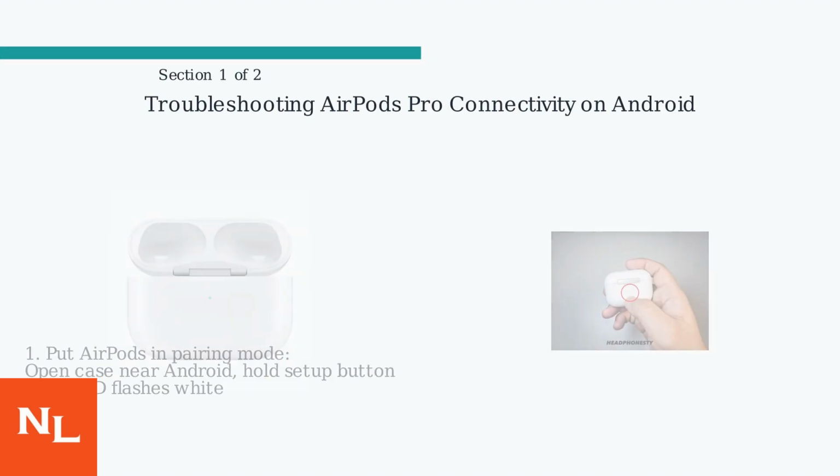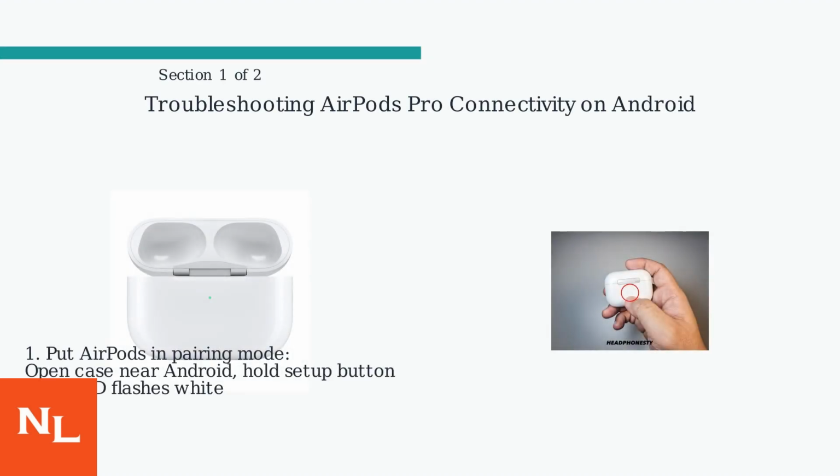Experiencing connection issues between your AirPods Pro and Android device? While AirPods Pro can pair with Android via standard Bluetooth, seamless integration is limited. First, ensure your AirPods are in pairing mode by opening the case near your Android and holding the setup button until the LED flashes white.